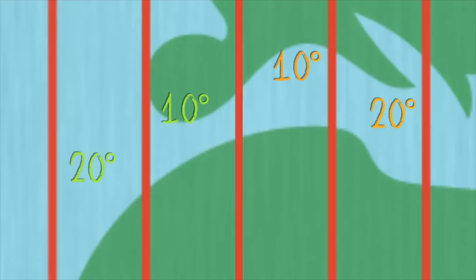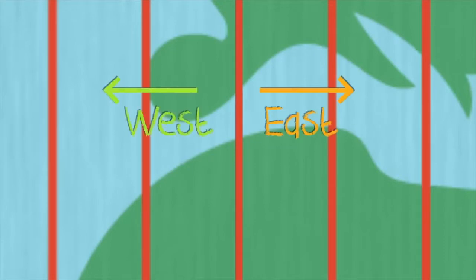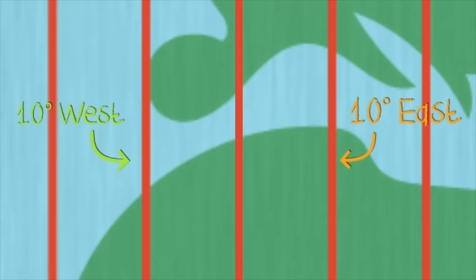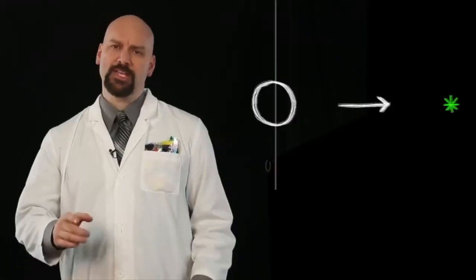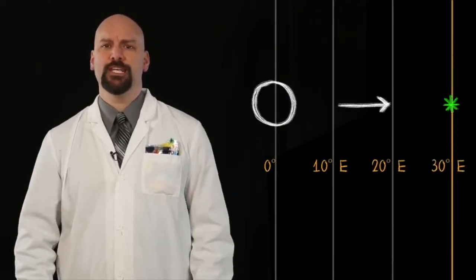And the way we label these is which side of 0 is east and west. And you'll notice that this point is 10 degrees east, and this one is 10 degrees west. So here is our point at 30 degrees east.